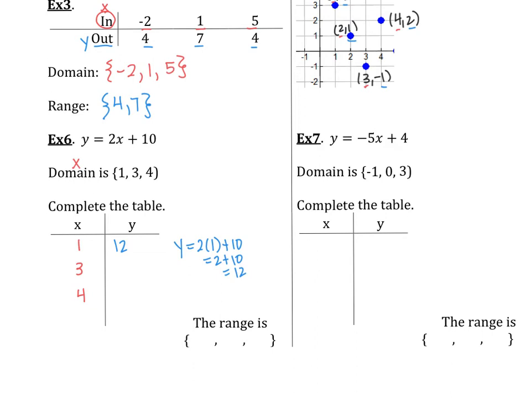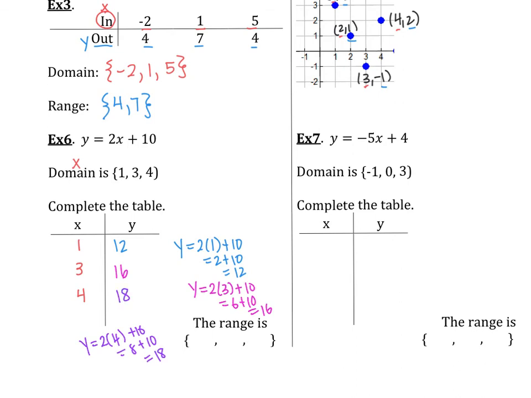Okay, let me go ahead and plug in the next x value they gave me. The next domain value they gave me was x is 3. So now I'm going to plug the x of 3 into my equation. 2 times x plus 10. Okay, so I got 16 for my next y value. Okay, now one more x value. They gave me x is 4. So x is 4, y equals 2 times x plus 10. So I got 18.